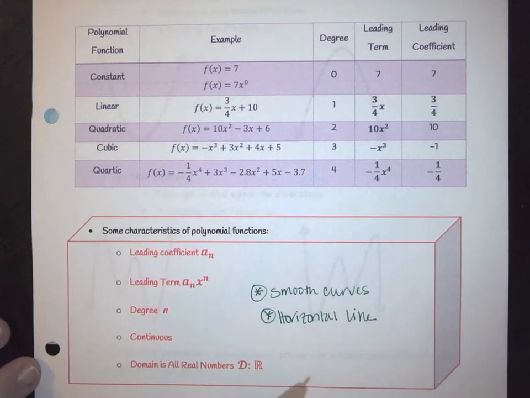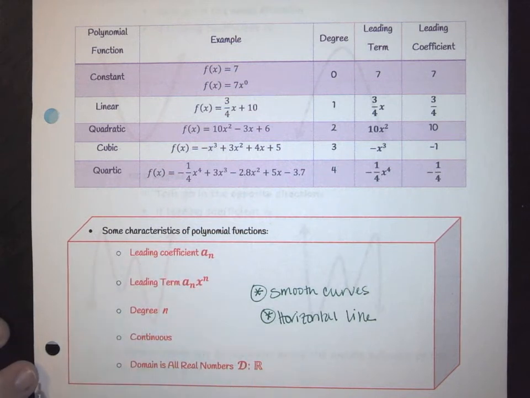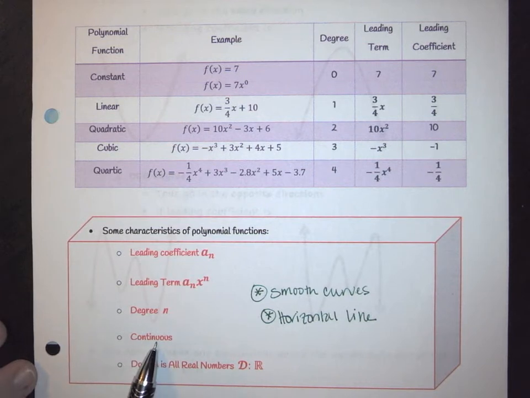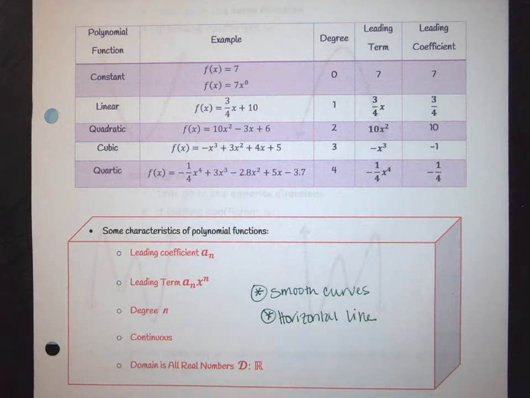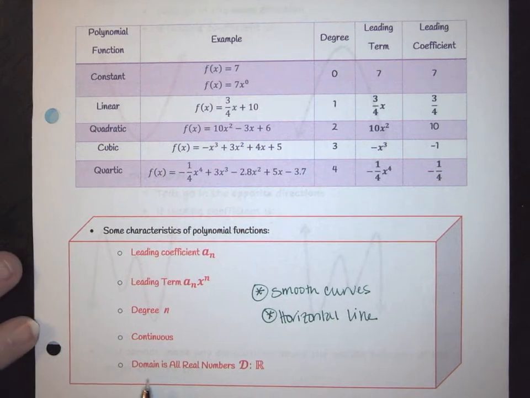Now when we talk about characteristics, we have things like the leading coefficient, the leading term, which we've talked about, your degree. We also are looking at continuous. Now polynomials have continuous motion. They are very smooth, and the line starts and smoothly goes all the way to the end. It doesn't stop or break. Okay. Now the other thing that we have is that your domain is all real numbers when we're dealing with our polynomials.